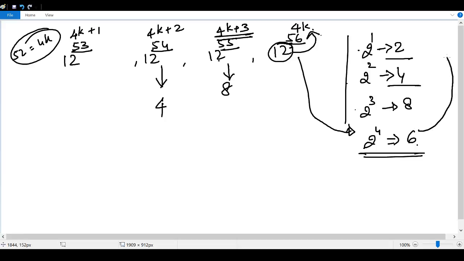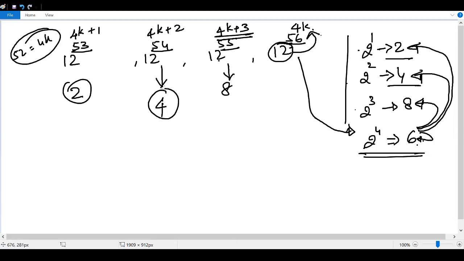So this is 1 more than a multiple of 4. This is 2 more than a multiple of 4. This is 3 more than a multiple of 4. And this is a multiple of 4 itself. So 1 more than a multiple of 4 ends in 2. Right, guys? So this works.